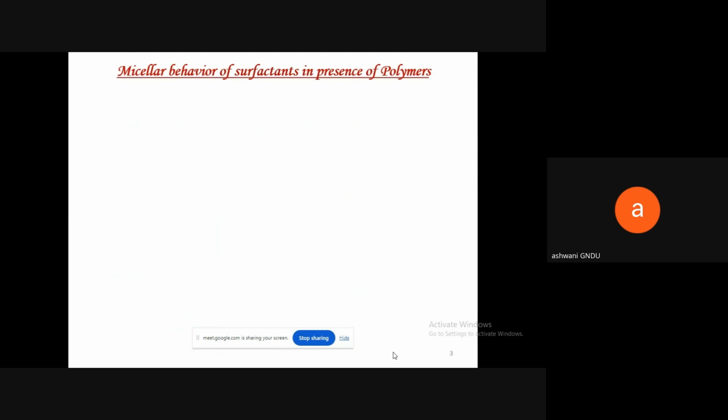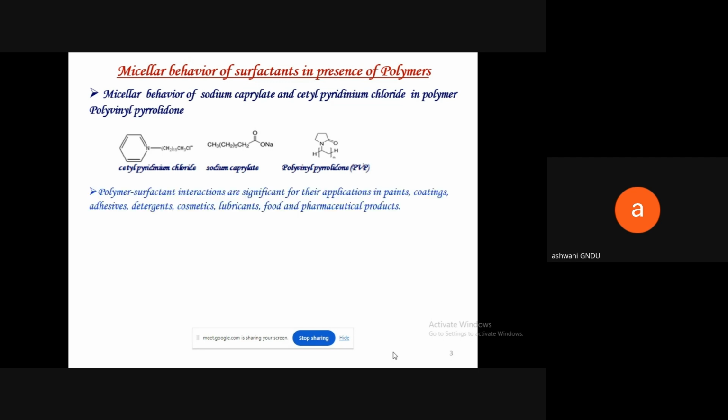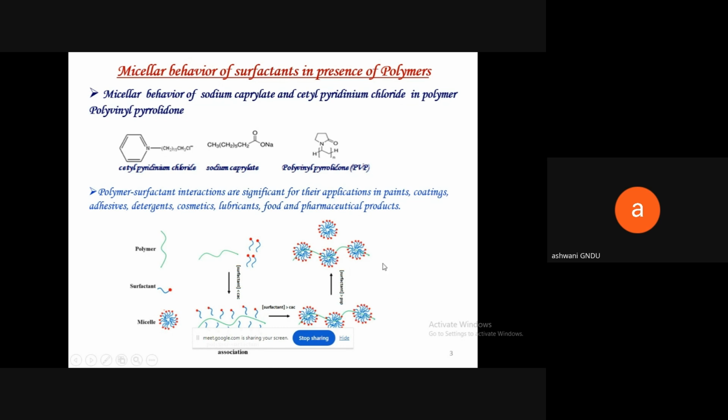Now, what is the micellar behavior of surfactants in the presence of polymer? The micellar behavior of, suppose, the anionic surfactant sodium caprylate and cetyl pyridinium chloride, which is a cationic surfactant, can be shown like this. These are the structures of these surfactants and the polymer. They are very significant for applications in paints, coatings, adhesives, detergents, and lubricants. These figures show the polymer, this is the surfactant, and this is the micelle.